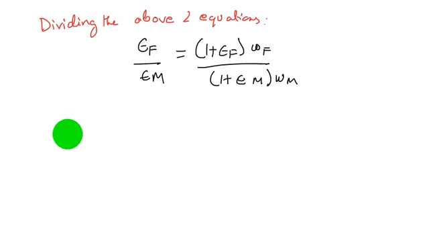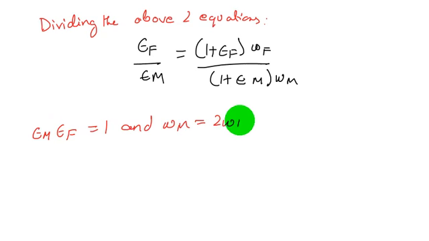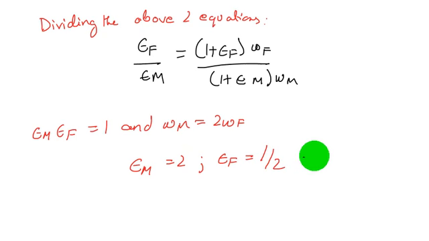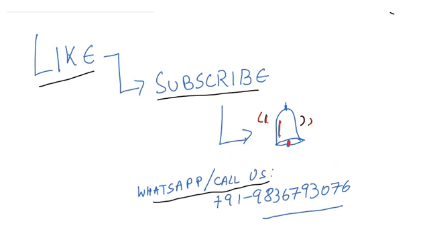Thus now using epsilon M epsilon F equals 1 and omega M equals 2 omega F, we get epsilon M equals 2, epsilon F equals half, and these are our answer. Well, that was the end to that question.